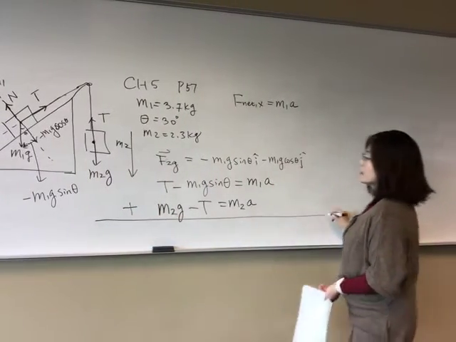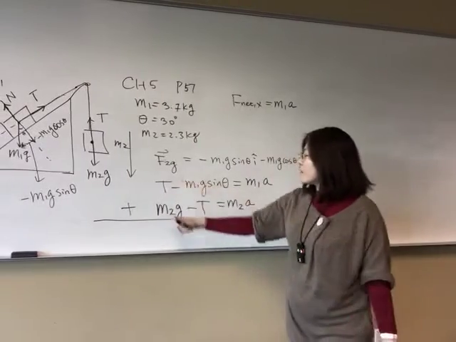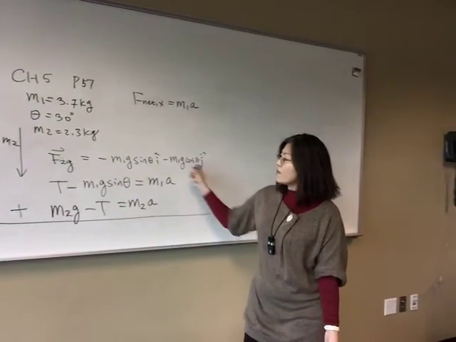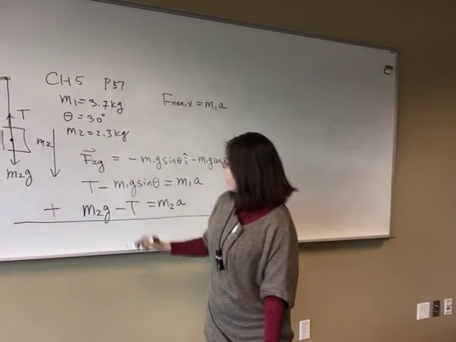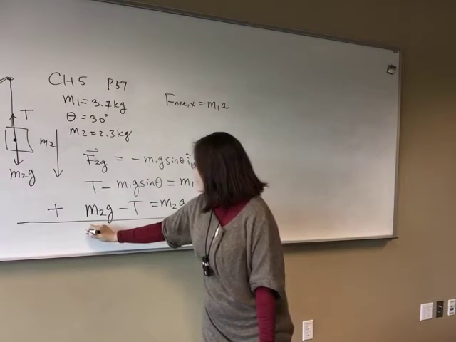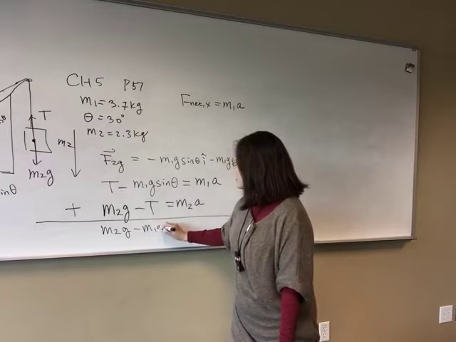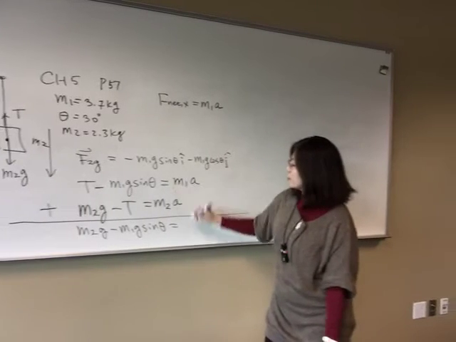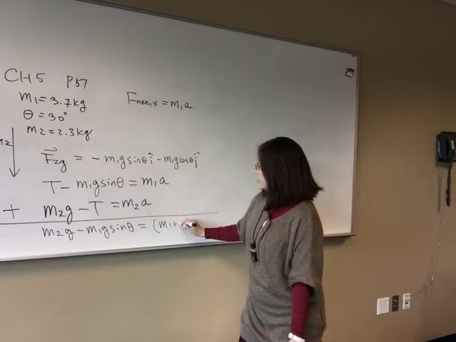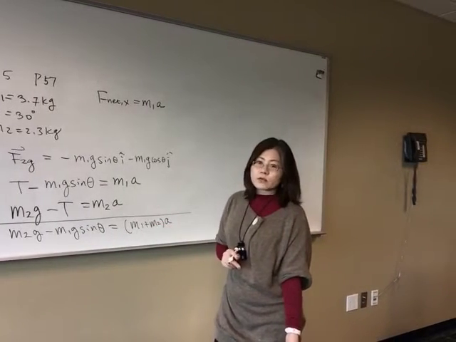Add these two equations together. How do we do that? Whatever is on the left-hand side, you add them together and set it equal to whatever is on the right-hand side, okay? So T and T here, they cancel each other. So what we have here is m2g minus m1g sine theta, that's equal to, when you add these two together, m1 plus m2. And you can realize that m1 plus m2 is just the total mass of the system.